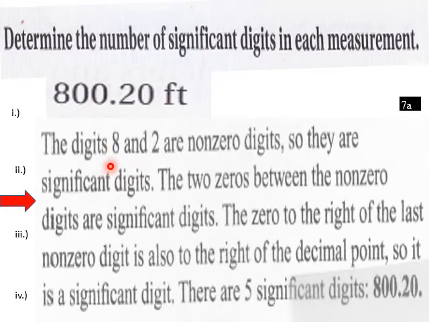So the digits 8 and 2 are non-zeros, so they are significant. The two zeros between the non-zero digits are significant. The 0 to the right of the last non-zero digit is also to the right of the decimal point, so it is a significant digit because of that. There are 5 significant digits in the number 800.20.